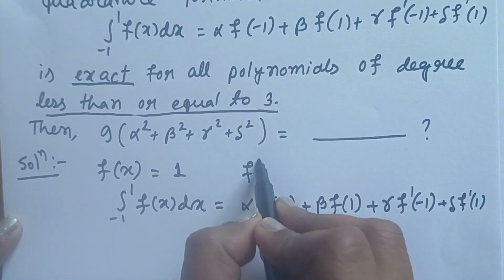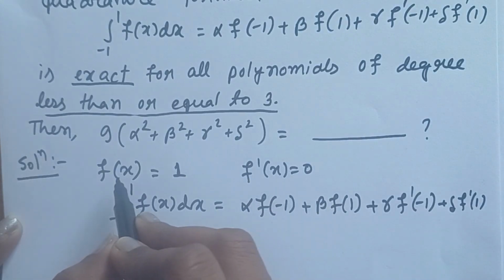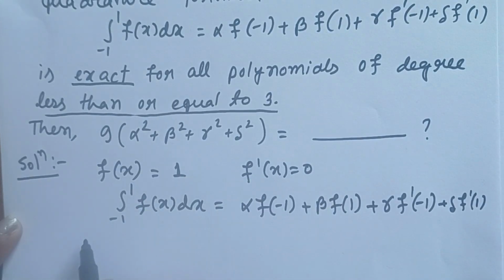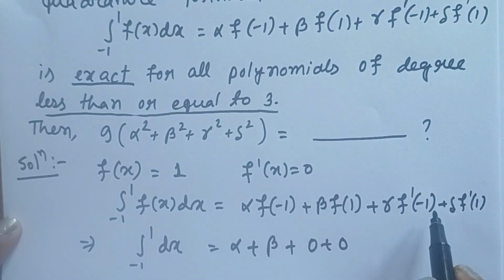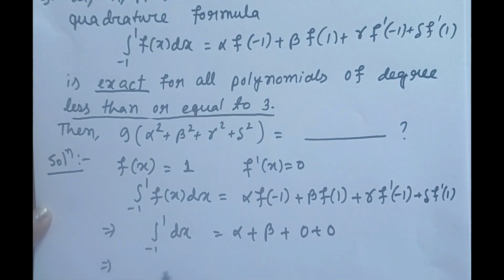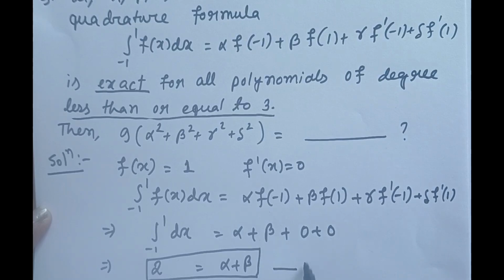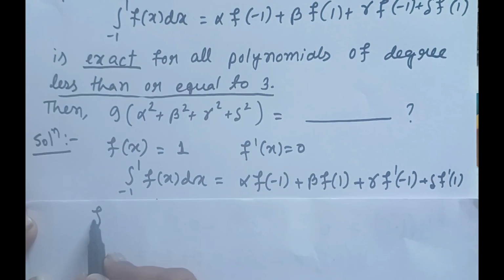We will use f(x) equal to 1 and f'(x) equal to 0 in this formula first. So the LHS will be integration -1 to 1 dx, because f(x) equal to 1 in this case, and the RHS will be alpha plus beta plus 0 because f'(x) is 0 for all x. So this equals 2 into integration 0 to 1, because 1 is an even function, hence we obtain 2 equal to alpha plus beta, and this is our first result.